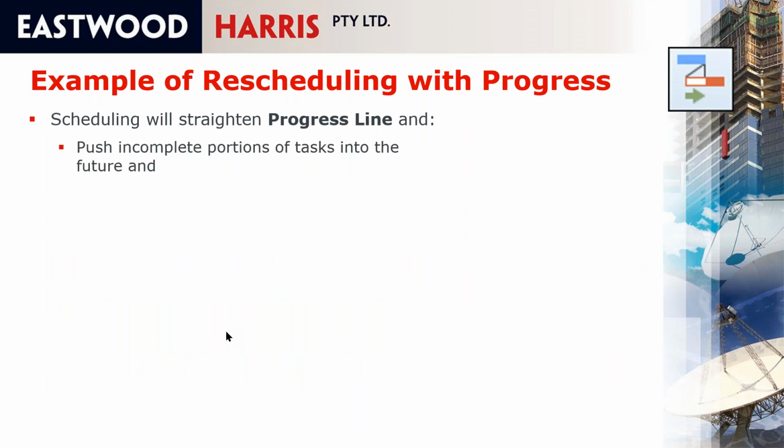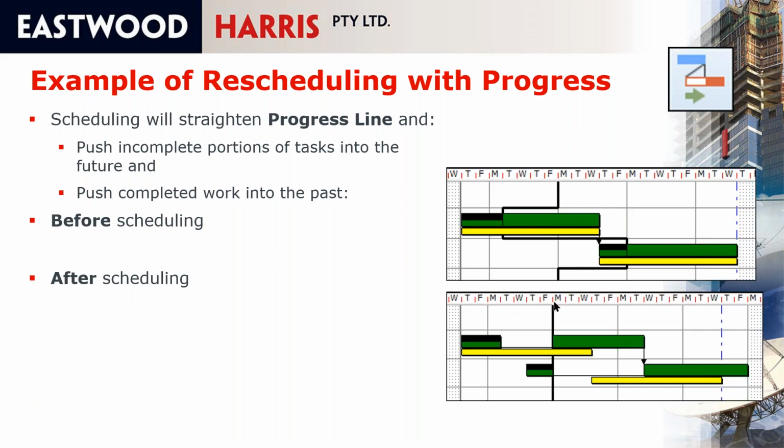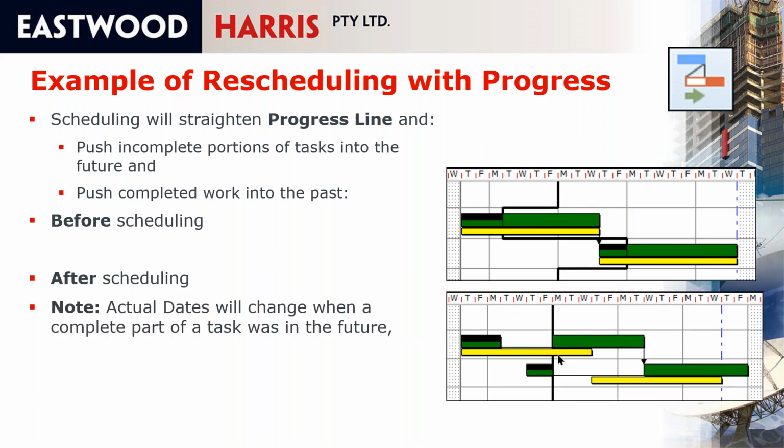What happens in Powerproject is that if you update the activity, you say that that's done that much work and that's done that much work, and this is the report date or the data date in P6, you can see that we have at the moment incomplete work in the past and complete work in the future. That's before scheduling. If you choose to straighten the report date, what it does is push incomplete work into the future and any complete work into the past.